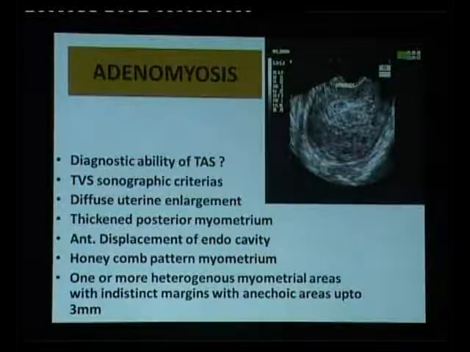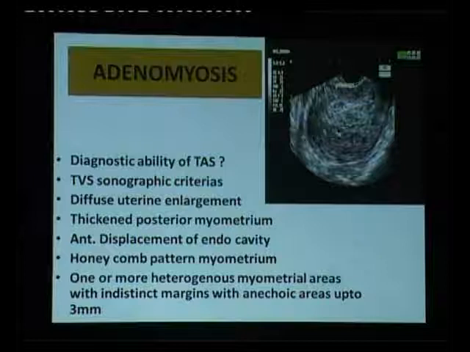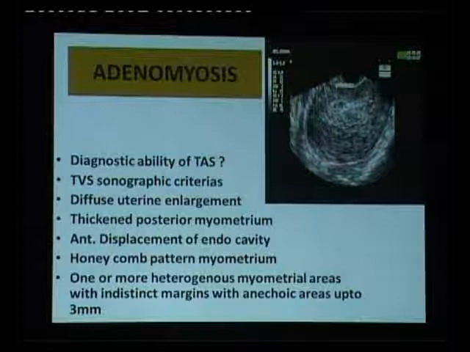The diagnostic ability of the transabdominal scan is a little limited, because the echo texture of the myometrium that you can see on a transvaginal scan is definitely much different from transabdominal. So we rely only on transvaginal sonographic criteria, where you would see a diffuse uterine enlargement, which you can see here. Most of the time, the posterior myometrium is much more thickened. There is an anterior displacement of the cavity. So you'll see here that the endometrial cavity is pushed, and sometimes it is pushed so much that it's very difficult to even identify the cavity.